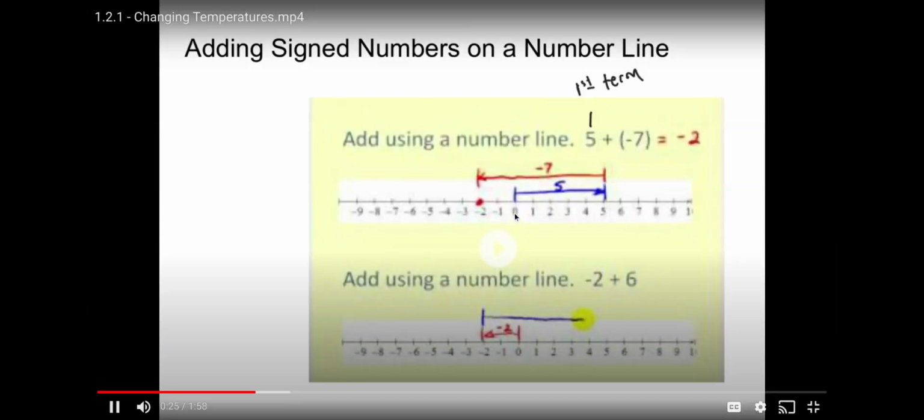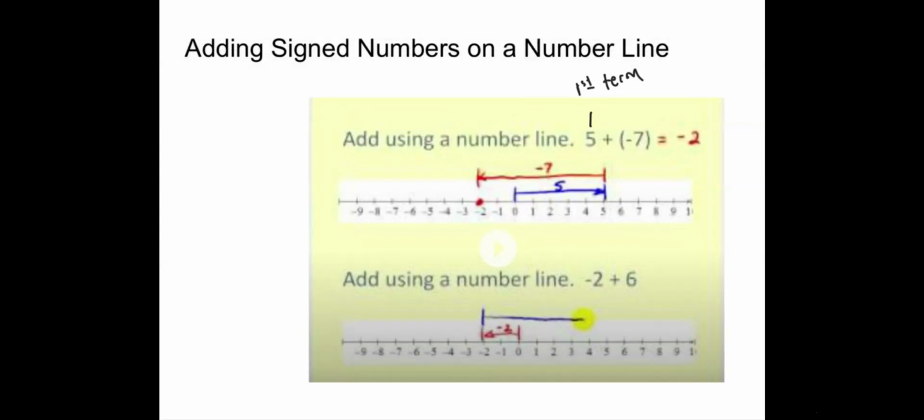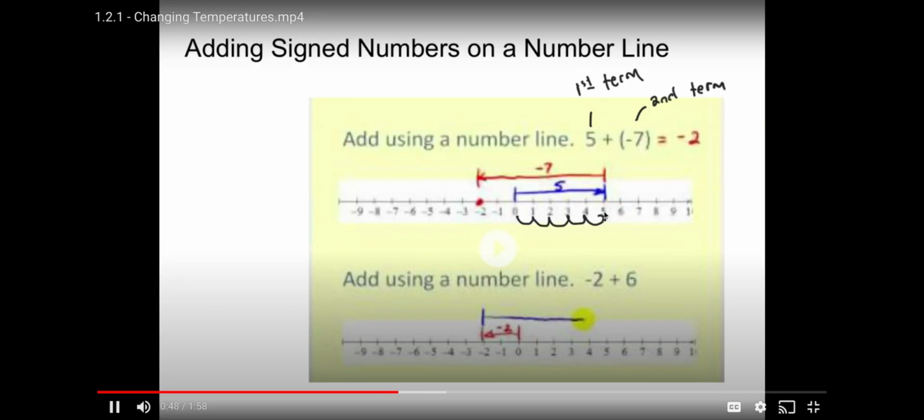So since our first term is positive 5, we're going to move from 0 to the right 5. Positive numbers move to the right. So 1, 2, 3, 4, 5. Our second term, which is the second number you see, is going to pick up where that first term landed and move from there. Since our first term landed at 5 and our second term is negative 7, we are going to move from 5, 7 units to the left because it is a negative number.